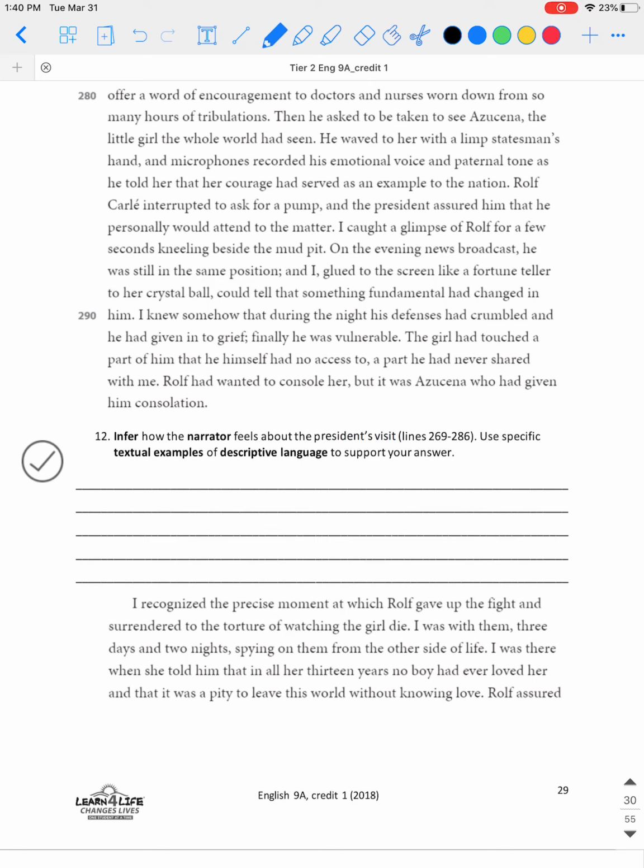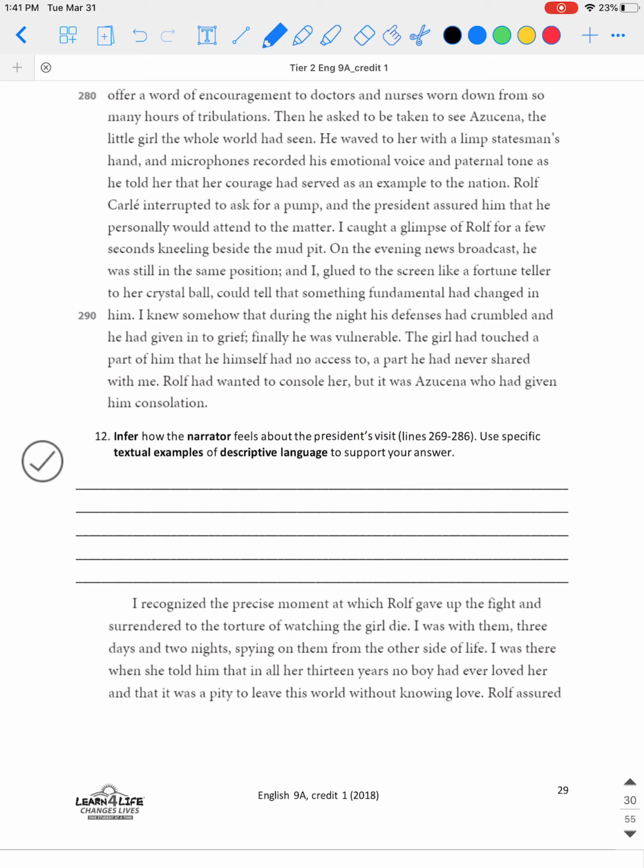Then he asked to be taken to see Azucena, the little girl who the whole world had seen. He waved to her with a limp statesman hand, and microphones recorded his emotional voice and paternal tone as he told her that her courage had served as an example to the nation. Rolf Karl interrupted to ask for a pump, and the president assured him that he personally would attend to the matter.